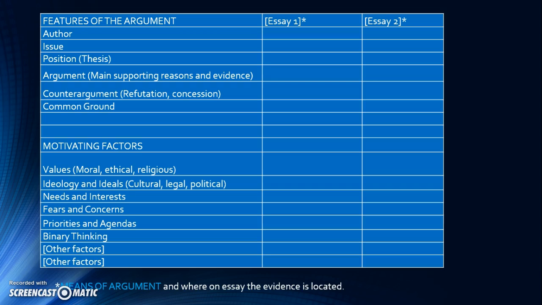And then we look down here and we go to motivating factors, which are values, ideology, ideals, needs, interests, fears, concerns, priorities, agendas, binary thinking, and other factors. Now, I want to point something out before we move on. Motivating factors are not necessarily what you see here. There's a reason that there's other factors at the bottom of the list, and that's because depending on what you read in those articles, you'll come up with different motivating factors for why writers are writing what they are writing. I'll cover that a little bit more later on in the presentation.